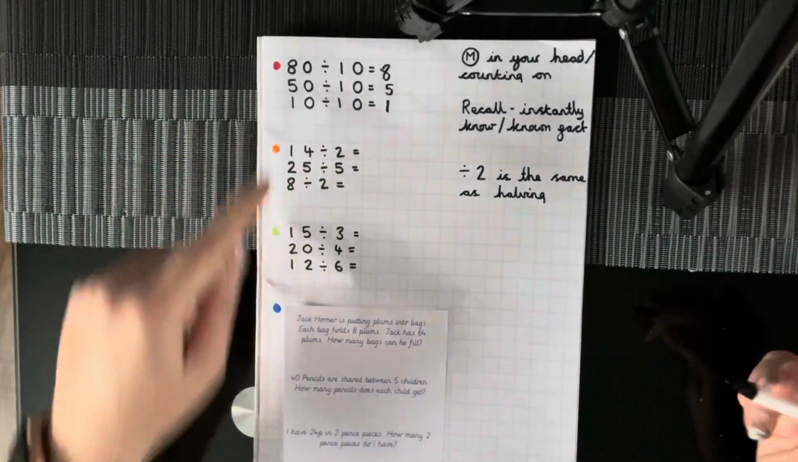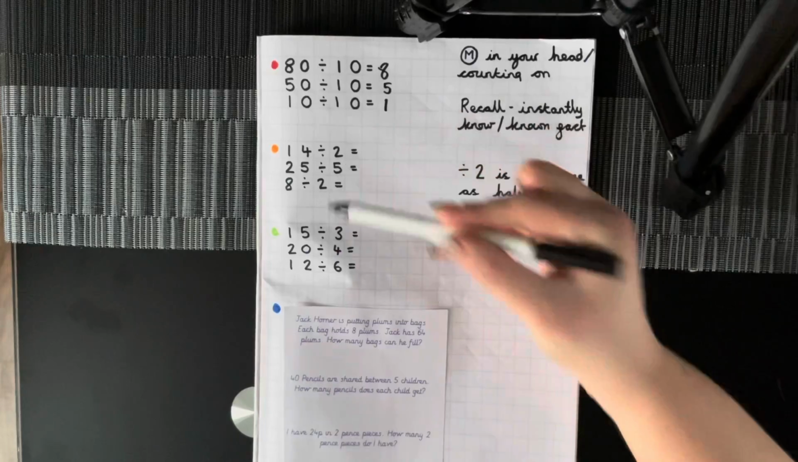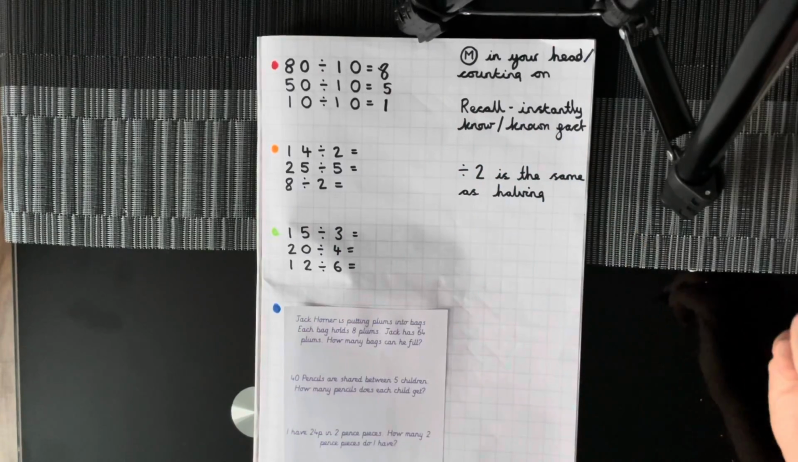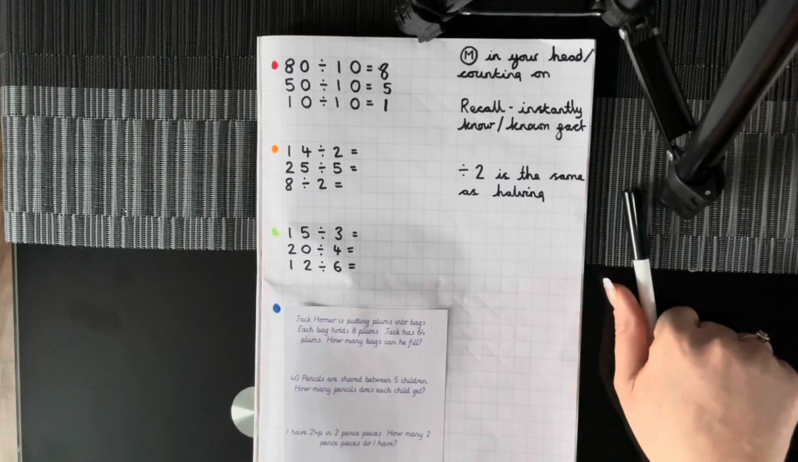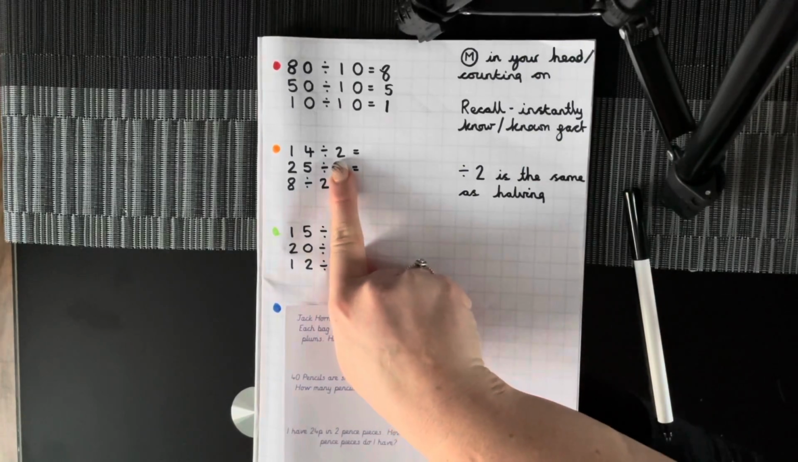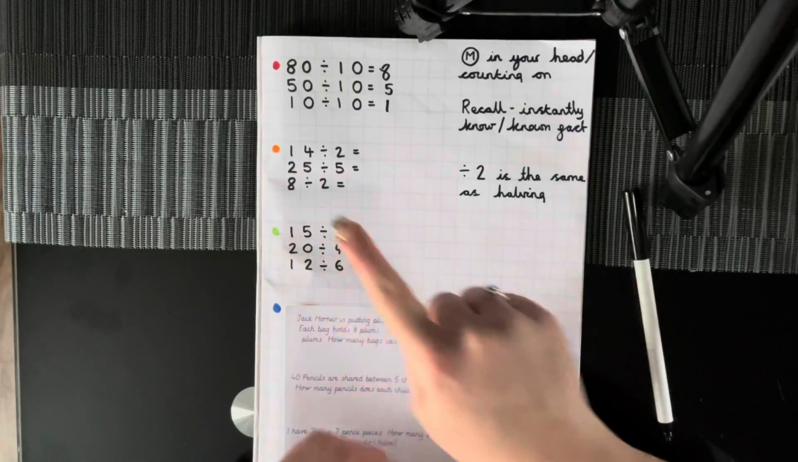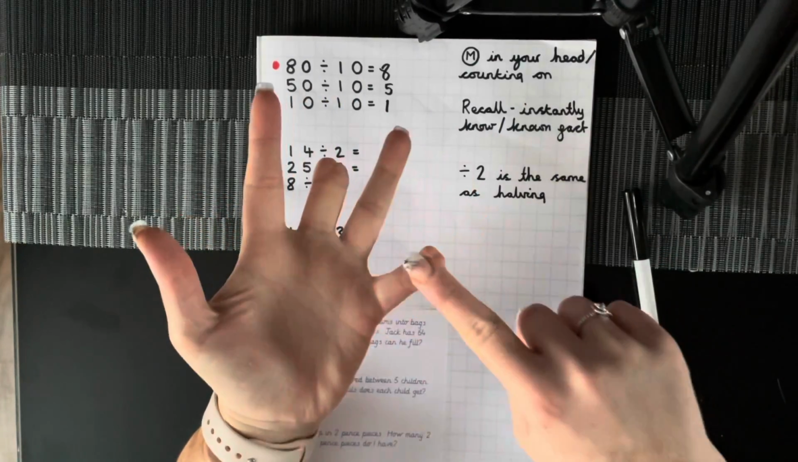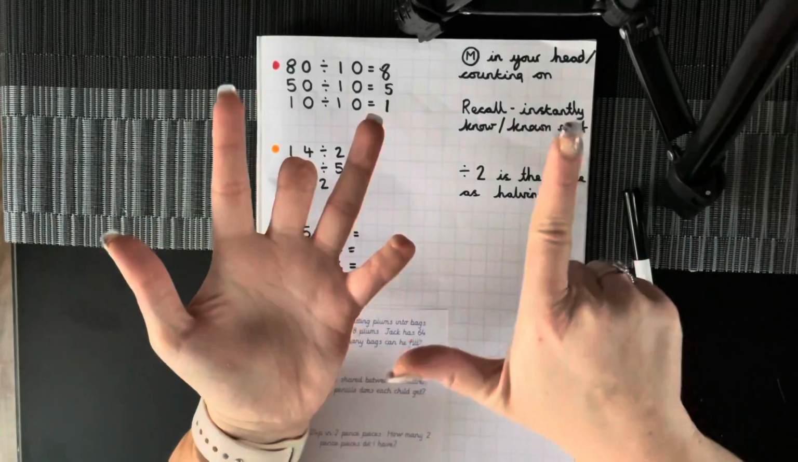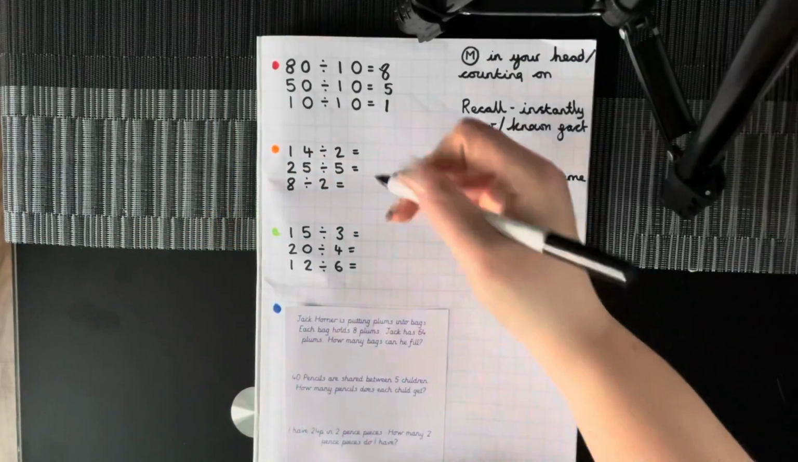So then, when we move on to dividing by 2s, 5s and 10s, providing we can count in 2s and 5s, we can just do exactly the same thing again. So, counting in 2s and stopping when I get to 14. So, 2, 4, 6, 8, 10, 12, 14. My answer is 7.